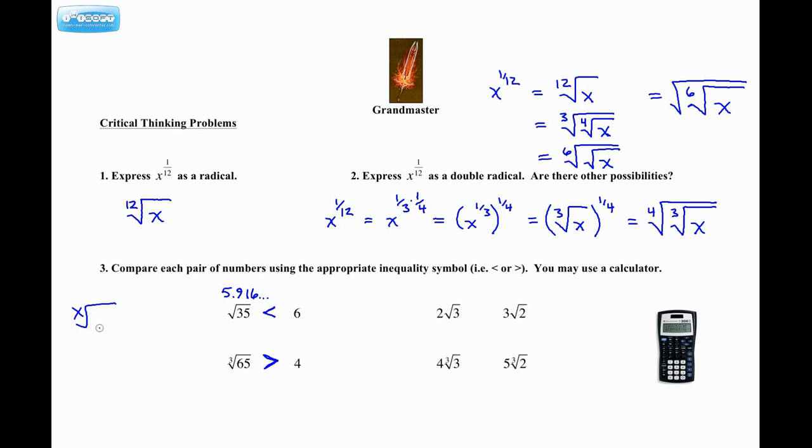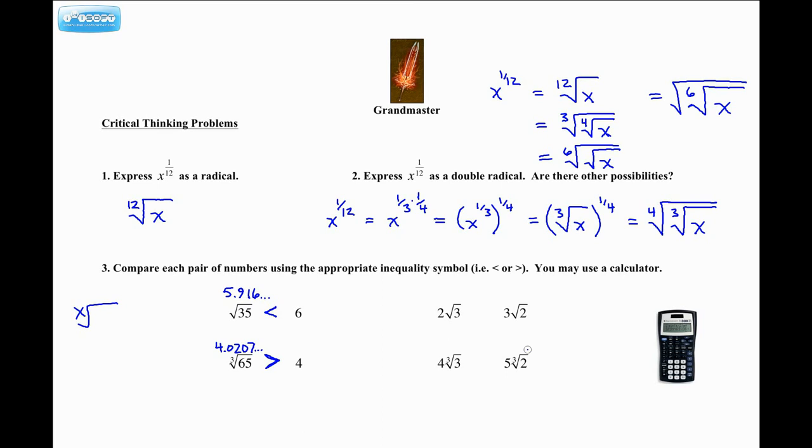Depending on your model, you might have to press numbers in a different order, but you'll know you've done it right if you can get this. This is right above 4.0207..., and that is obviously bigger than 4.